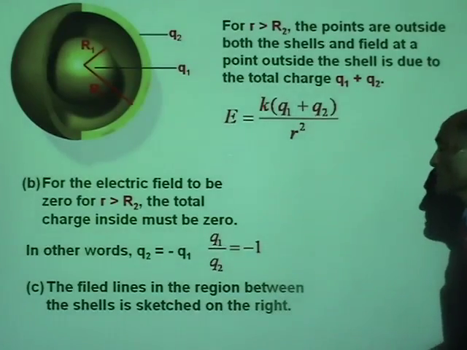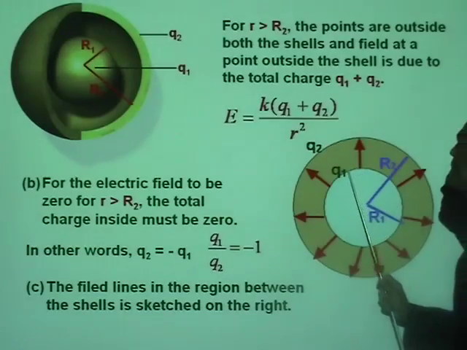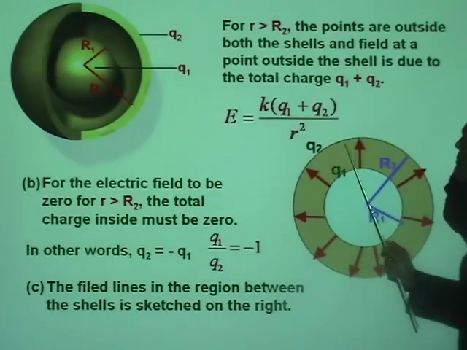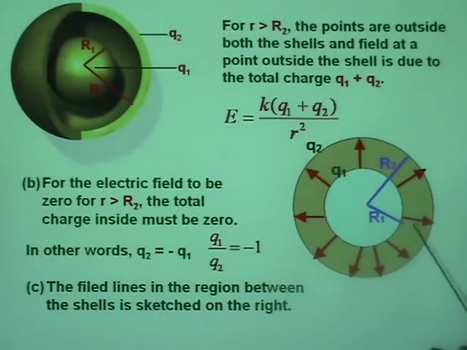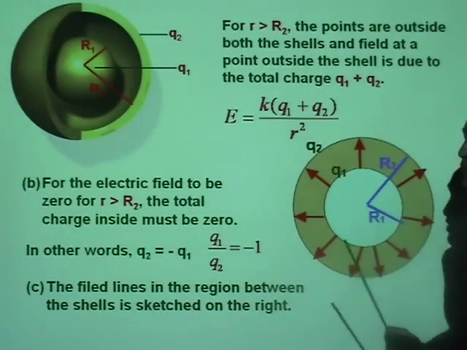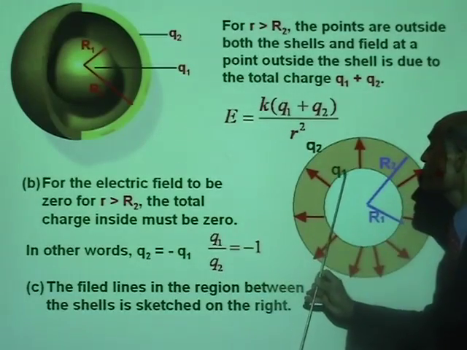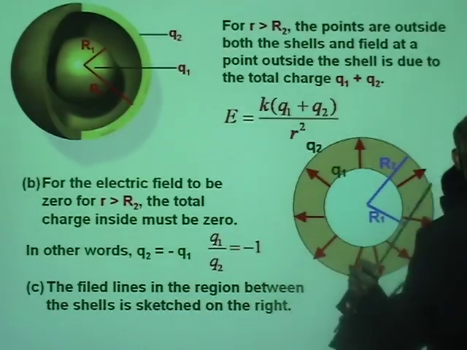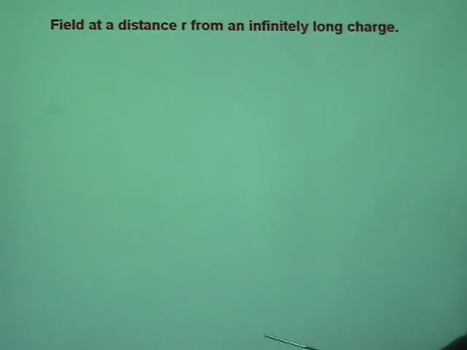So the field lines in the region between the two, if the inside one is positive and the outside is negative, the field lines will look like these red lines. On the other hand, if the outside is positive and the inside is negative, the field lines will be directed in the opposite direction. Alright.